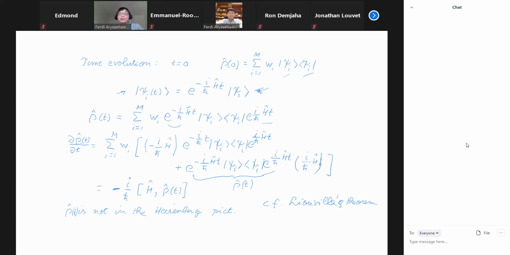So now I would like to make a connection to statistical mechanics. The density operator plays a very important role in quantum statistical mechanics. It's an essential quantity.